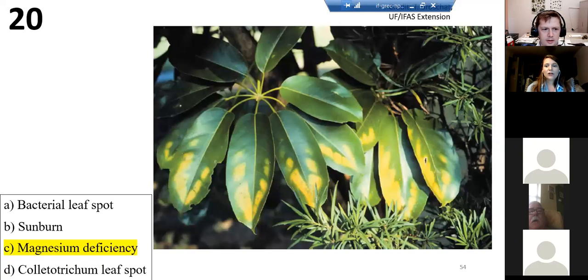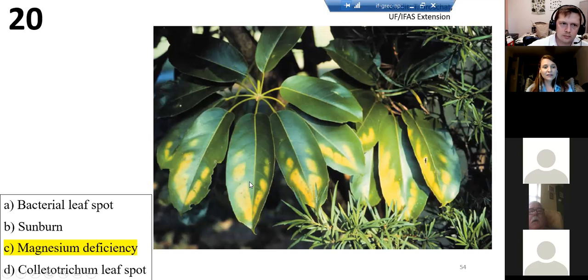Okay. So number 20. Most people got this one. Yeah, magnesium deficiency. I guess the next one was sunburn. Yeah, it does look like it's facing the sun in this area, so we could have a sunburn. But with nutrients, what's interesting to point out is that it's very symmetrical. Whatever you see on one side of the leaf you see on the other side. Not all the leaves have it, but it tends to be more symmetrical.